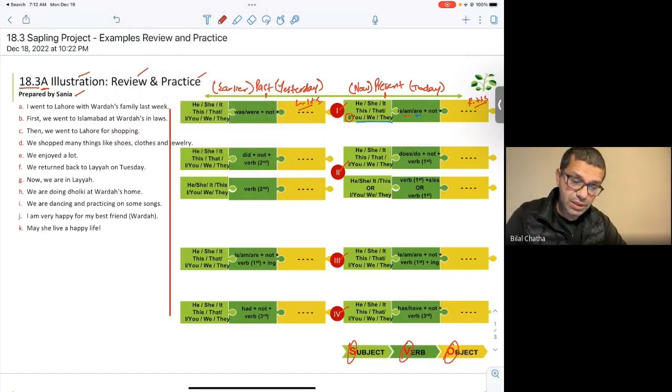As you can see, past is on the left, present is on the right. On the right, we're using present. And on the left, we will use past. Rather than using is, am, are, we will use was, were. Number two is the use of does or do.